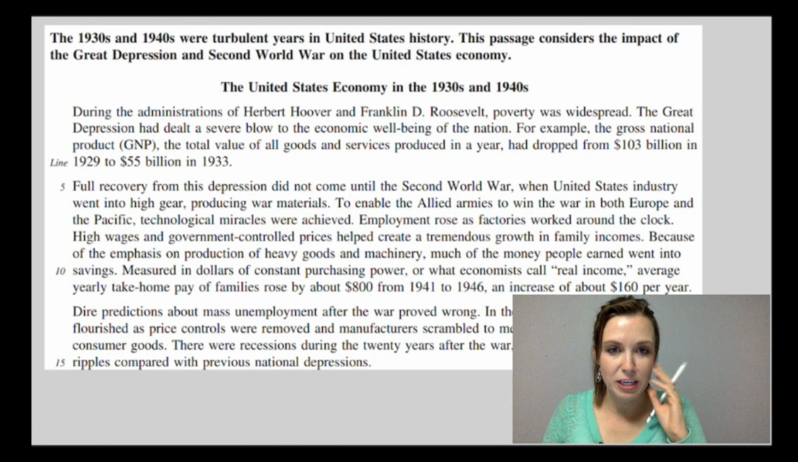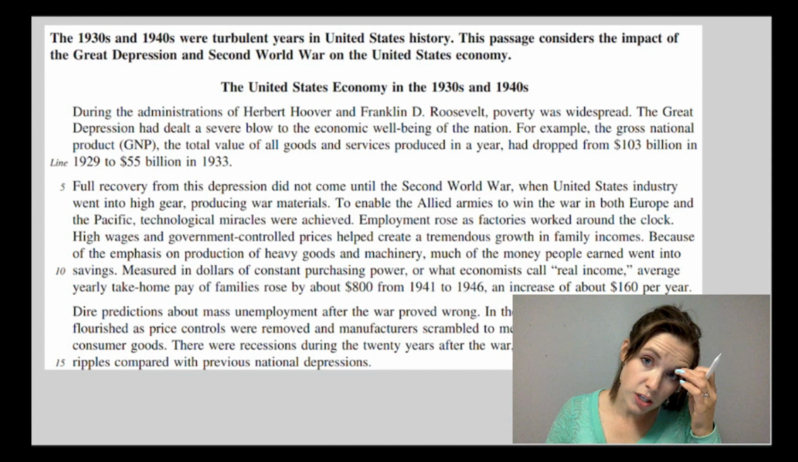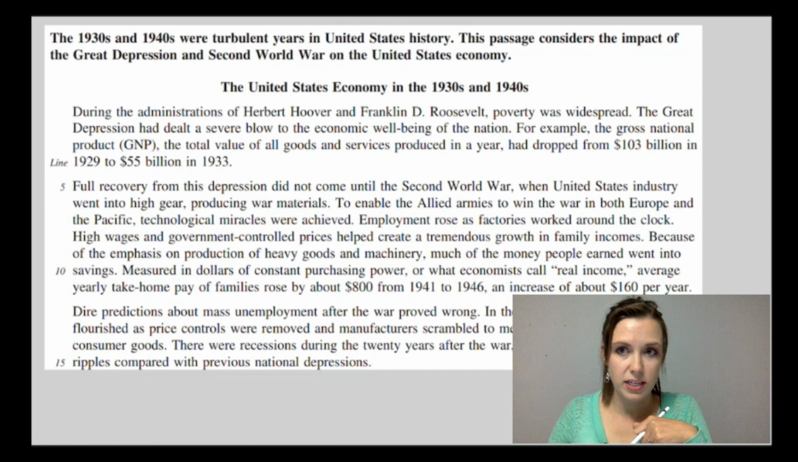The 1930s and 40s were turbulent years in the United States history. This passage considers the impact of the Great Depression and Second World War on the United States economy. The United States economy in the 1930s and 1940s. During the administration of Herbert Hoover and Franklin D. Roosevelt, poverty was widespread. The Great Depression had dealt a severe blow to the economic well-being of the nation. For example, the gross national product, GNP, the total value of all goods and services produced in a year, had dropped from $103 billion in 1929 to $55 billion in 1933.